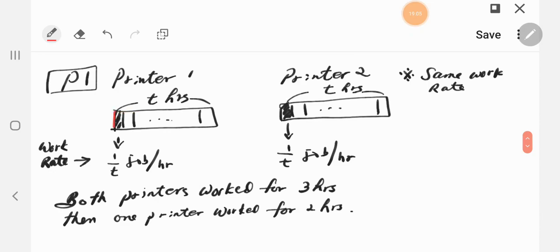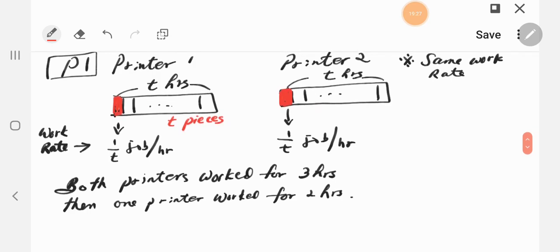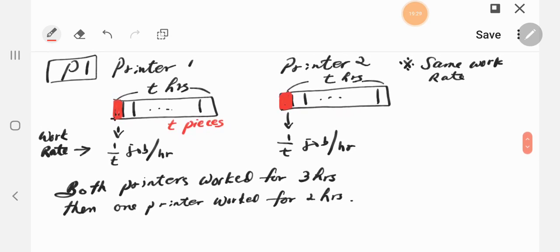Let's say if only one printer works, it takes T hours to complete one job, and they have the same work rate. So divide this one job into T pieces. There are T pieces, so each piece will represent the work done per hour. So that's the work rate.